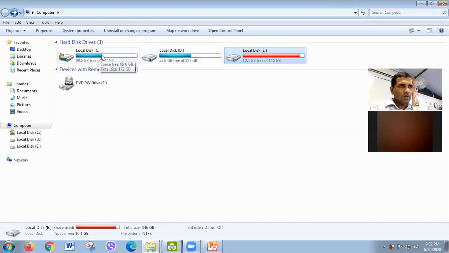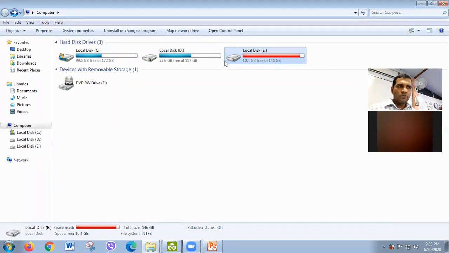So here you have local disk C, local disk D, local disk E. In my computer, I have divided my single physical hard disk into three parts, because it depends on the capacity of the hard disk. I have a 500 GB hard disk, so I thought it would be better to go with three partitions. But if you have more than 500, like 1 terabyte or 2 terabytes, it would be better to create another partition or one or two more. Maybe 4 or 5 partitions are possible.